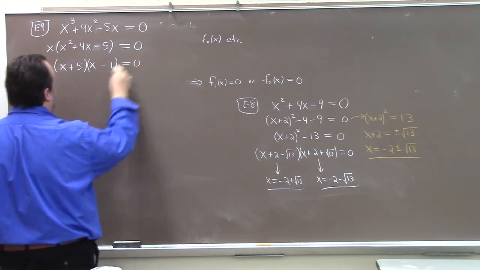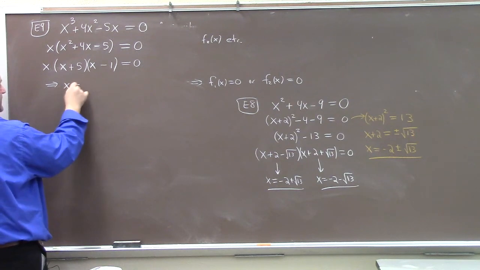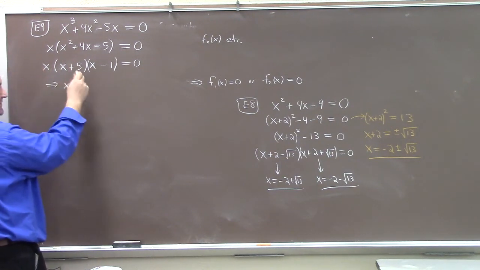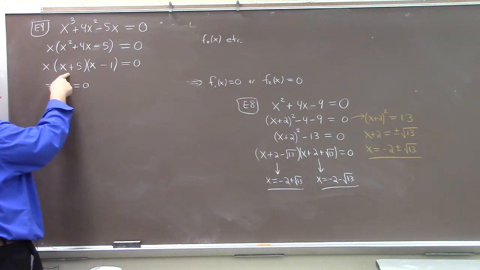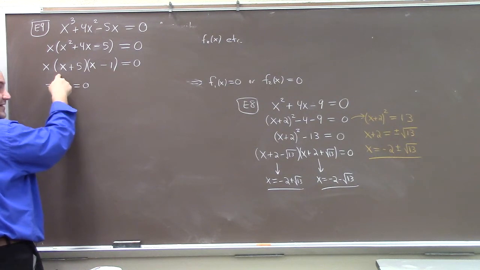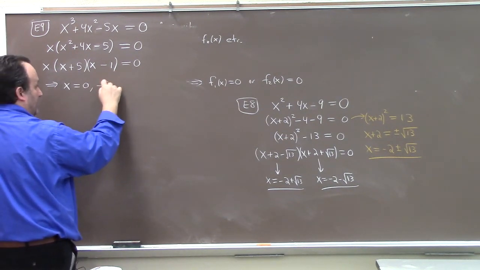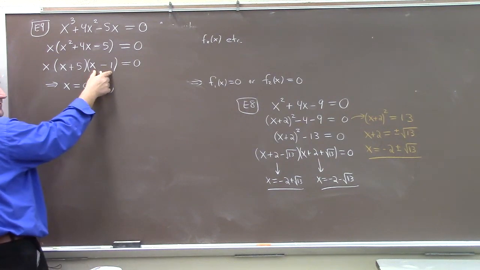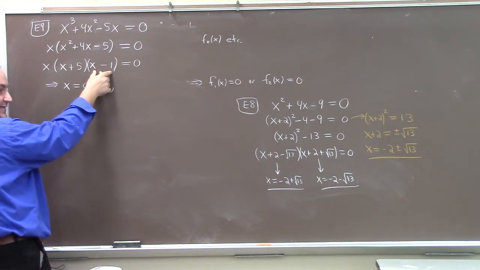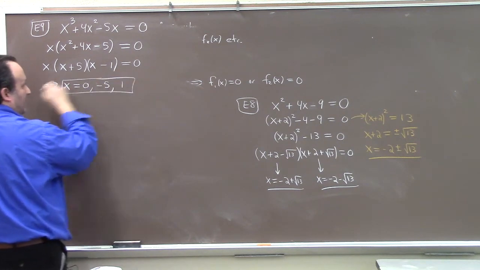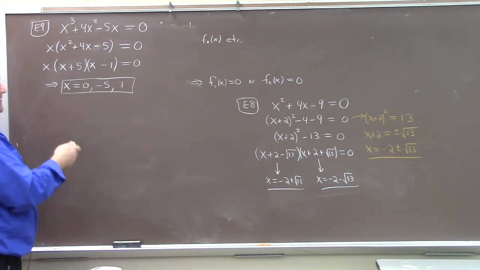What are our solutions? x equals, the first one, how can I make x 0? I make x 0. How can I make x plus 5 0? I need to put x equal to, not 5, but minus 5. Minus 5 makes this 0. So that's another way to make this equation true. How to make this one 0? I have to put x equal to 1 to make that 0, right? So I put 1. So there you go. This cubic equation has 3 solutions.